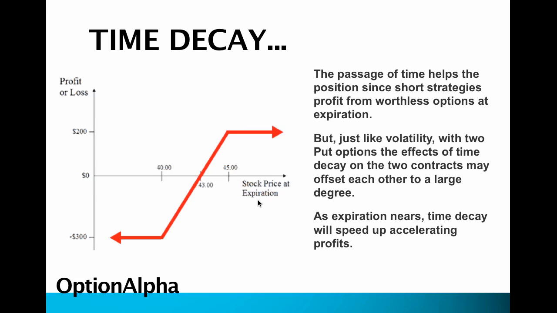With time decay, it's the same sort of thing as volatility. So the passage of time decay is generally going to help this strategy since it is a short option strategy or an option selling strategy. And we do want all the options to expire worthless at expiration. But just like volatility, with two put options, the effect of time decay on the both contracts are going to offset each other. So where you gain money in time decay on one option, you're going to lose it on the other one, more or less.